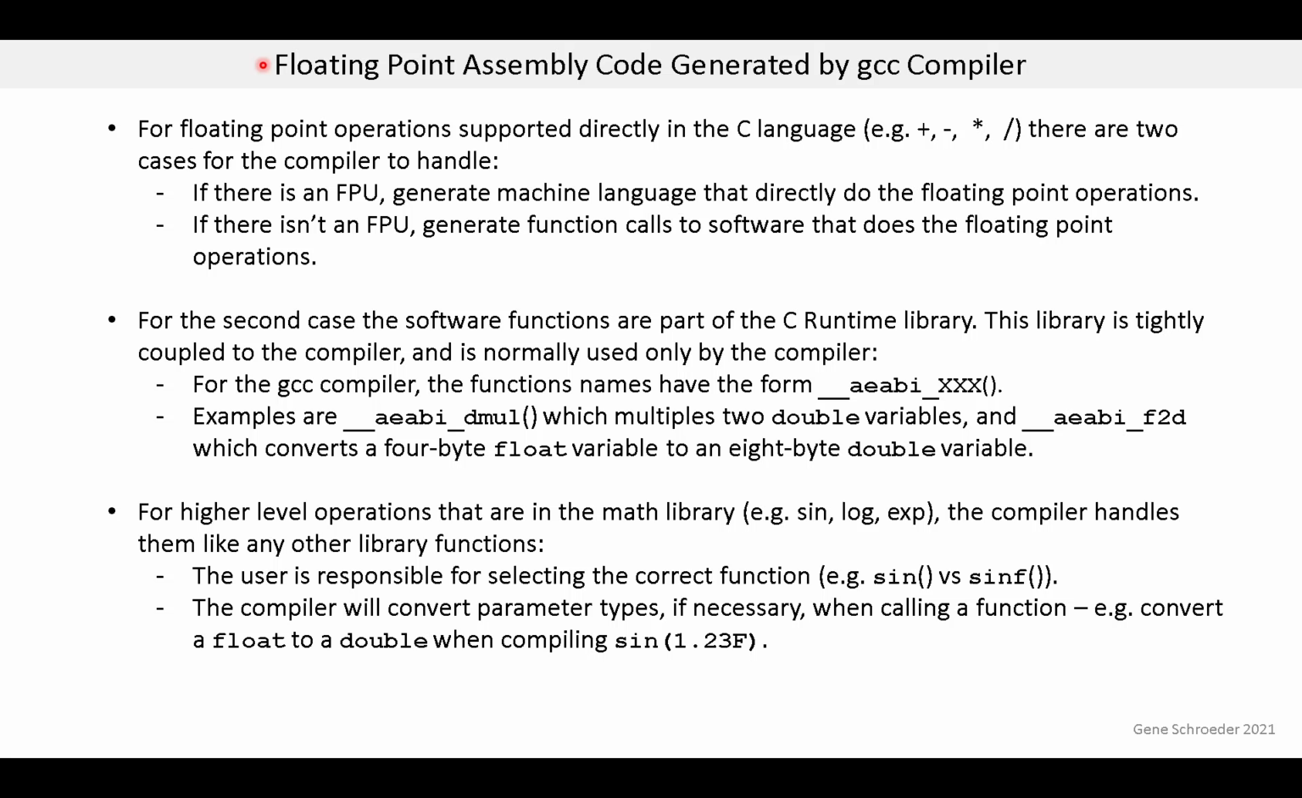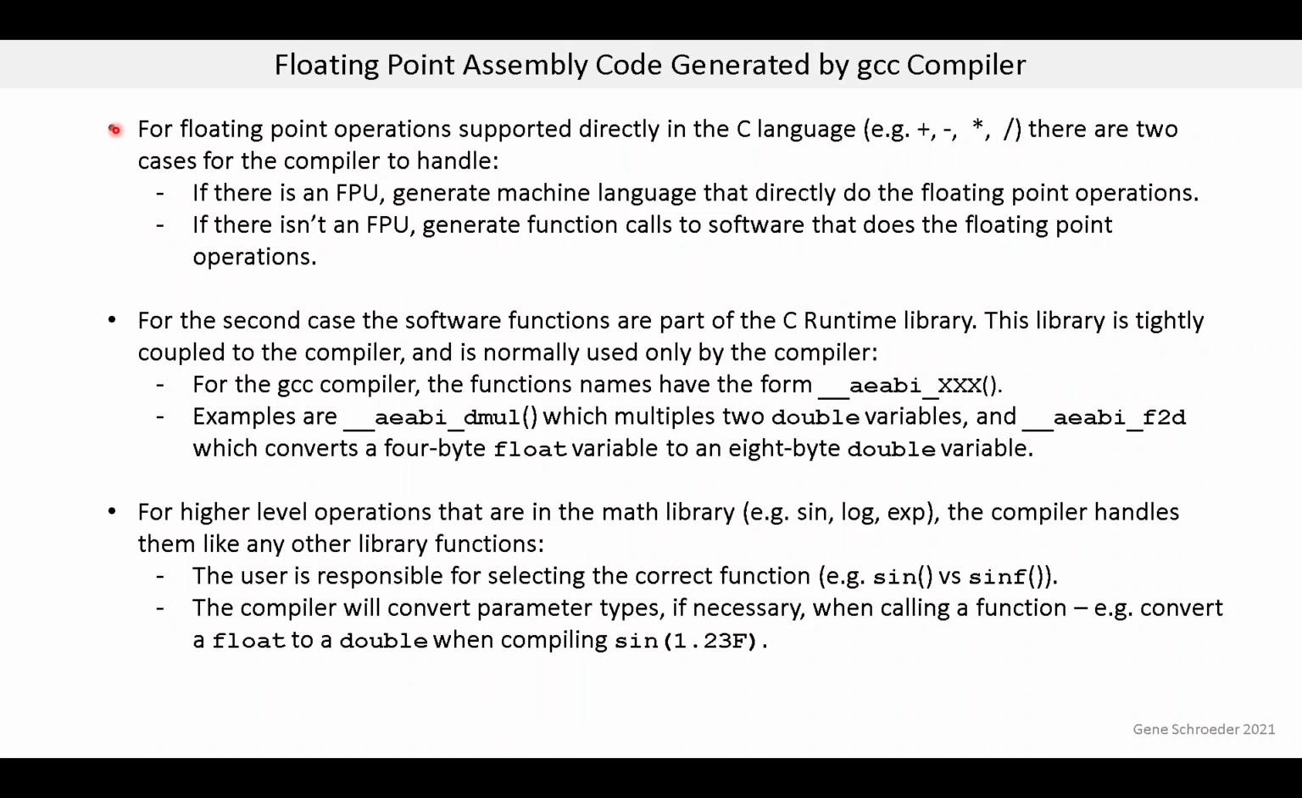So now let's imagine the compiler generating machine code for floating point expressions in C. And the compiler will be told if there's an FPU or not, and what kind of FPU if there is one. So first, let's think about the floating point operations that are supported directly in the C language. And this includes things like addition, subtraction, multiplication, and division. And there are two cases to consider that the compiler has to deal with.